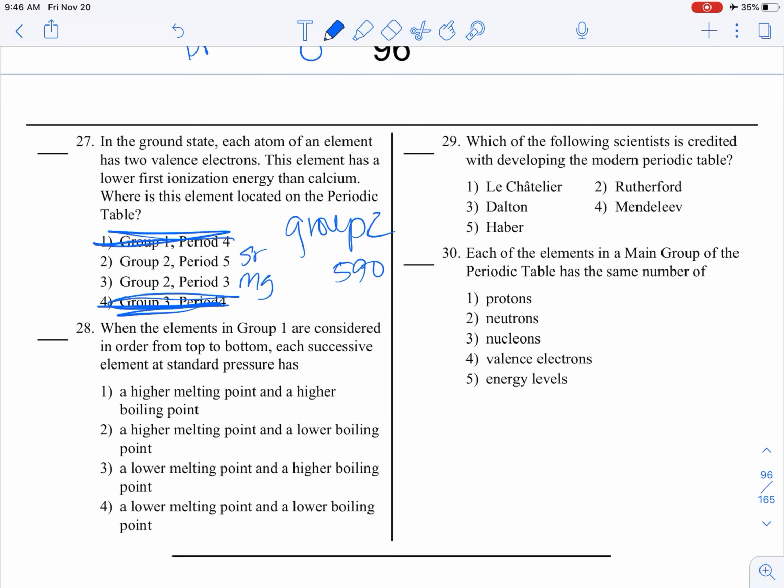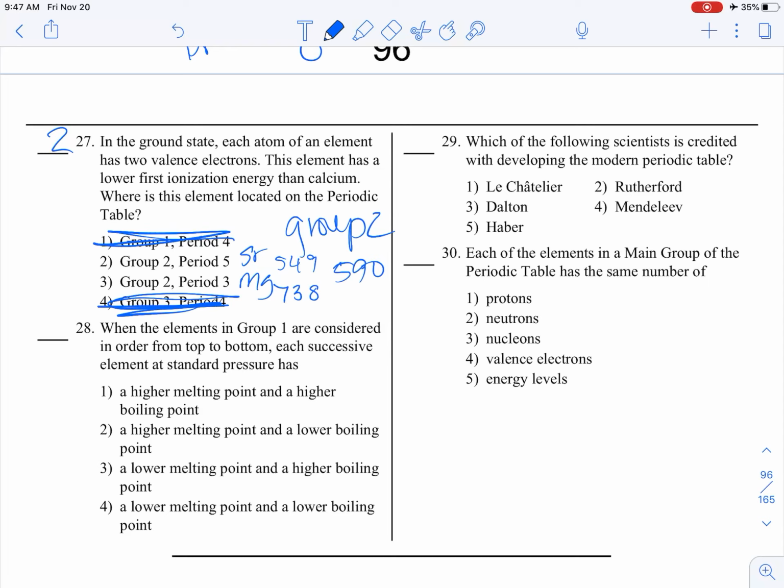So magnesium's ionization energy is 738, and strontium's, where are you? 549. So it says it has a lower one, so it's got to be the strontium.